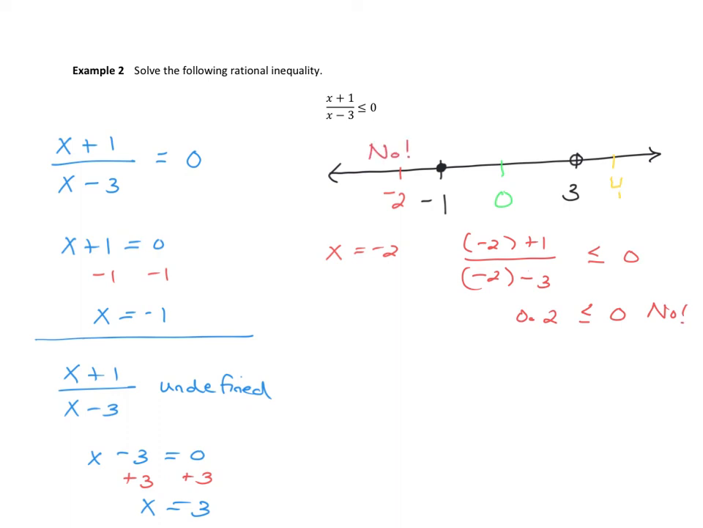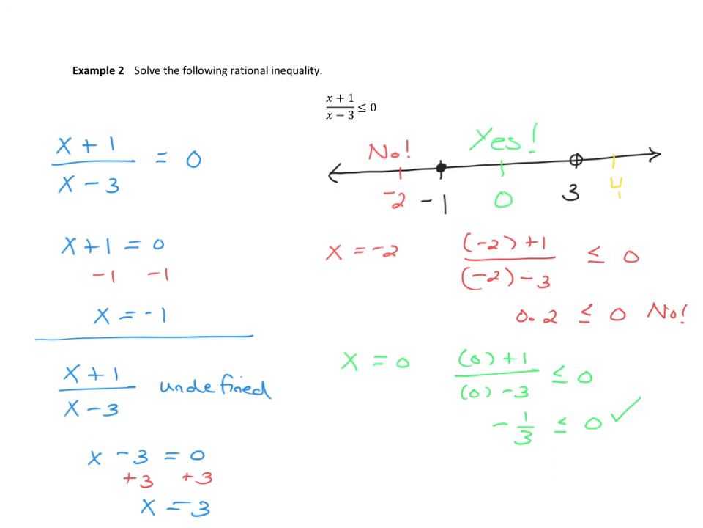That's no good. Okay, let's try x equal to 0. Does that work? Is (0 + 1)/(0 - 3) less than or equal to 0? That's -1/3, and that's definitely true. -1/3 is less than 0, so it's less than or equal to 0. So yeah, we'll include that.